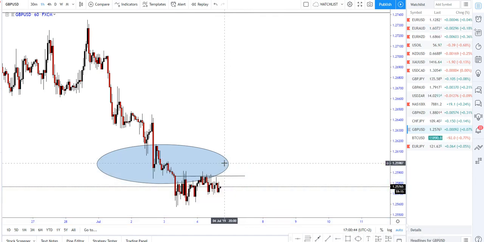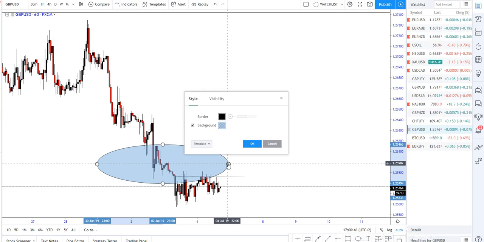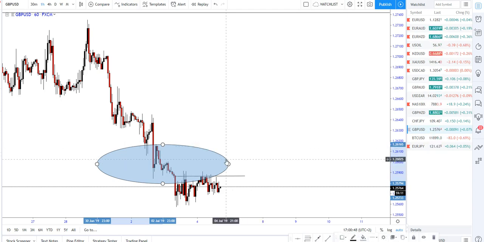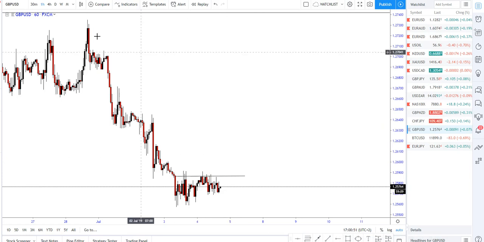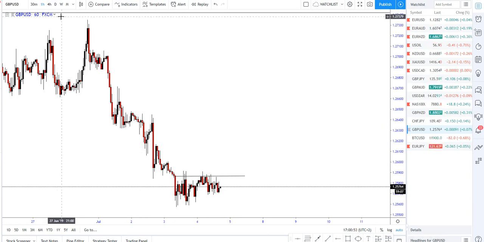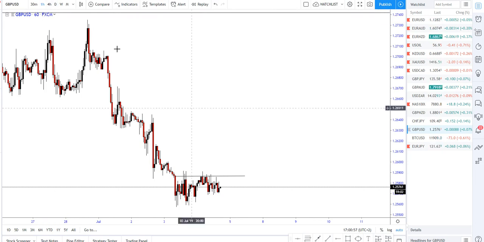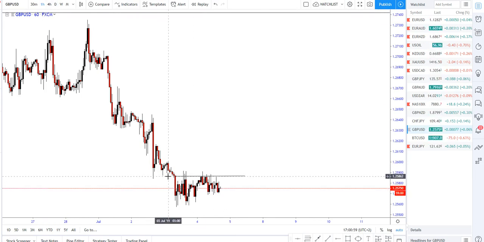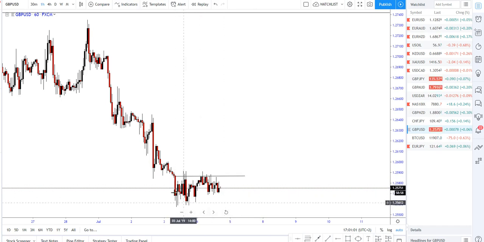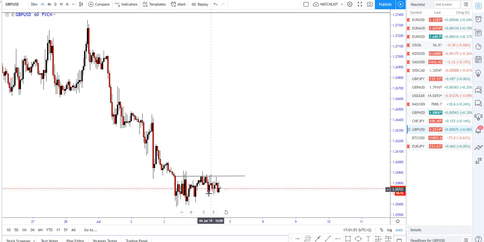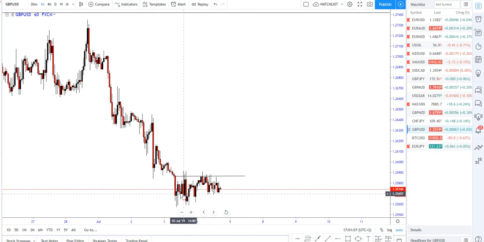Delete this. Remember, just go back. If you got lost, go back, rewind me. We went down from the daily, we found structure, we saw a potential inverse head and shoulders in the daily, went to 4 hour, went to 1 hour, and on the 1 hour, we drew a level of resistance. Consolidation zone, what do we need next? We need a break and a retest to get into this trade. That I'm going to carry on the next video, okay?